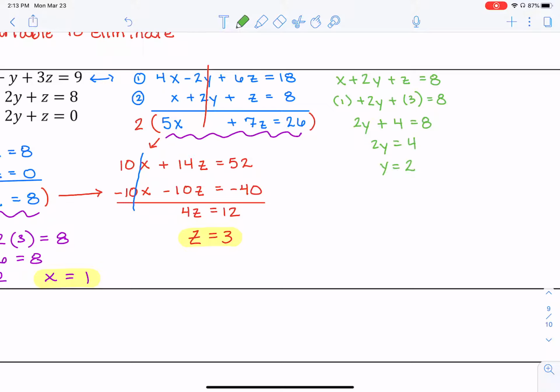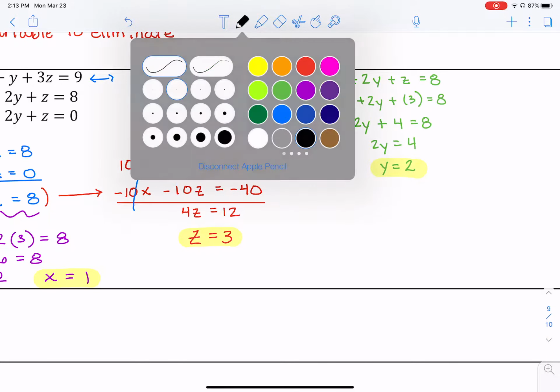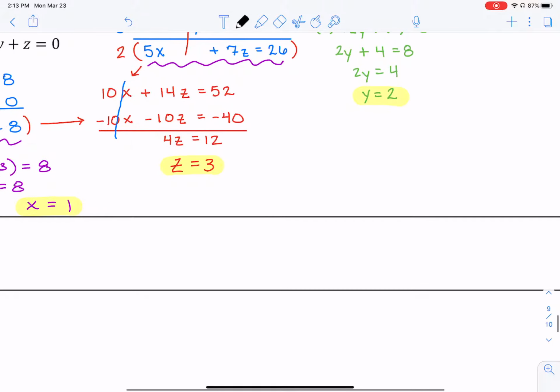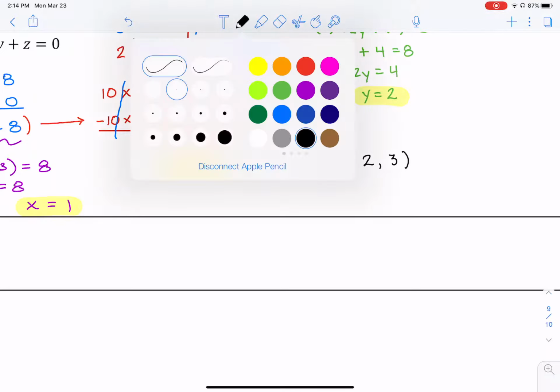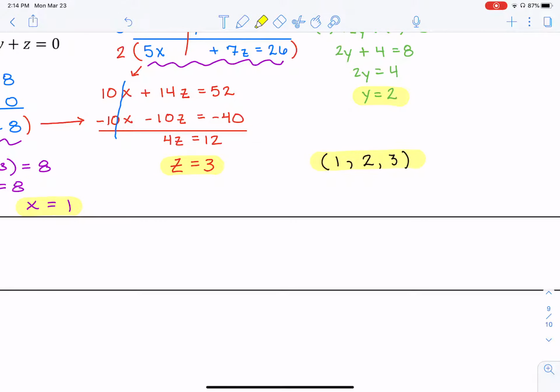And I get down to y equals 2. Okay, so once I have that solved, my final answer, if I want to put all 3 of them together neatly, is to put them in order of x, y, z. And that is how I would submit that answer.